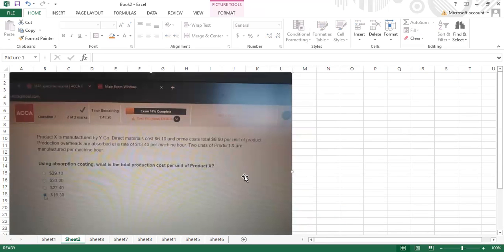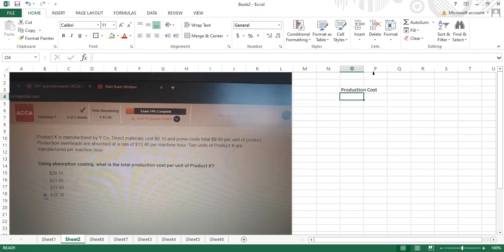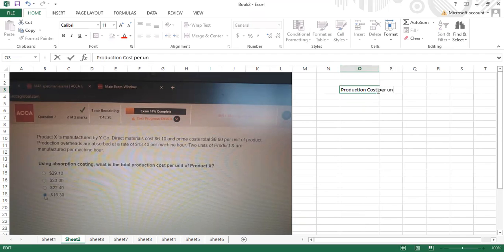Let's see what the requirement is asking: using absorption costing, what is the total production cost per unit of product X? Okay, absorption costing. You know what happens in absorption costing, and it is asking about the total production cost per unit. And remember the absorption costing rule.